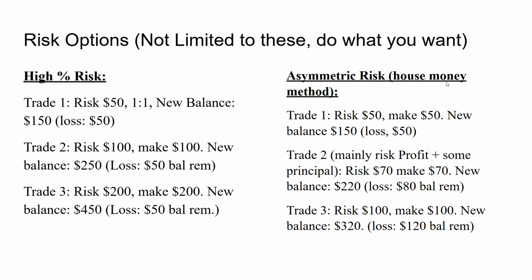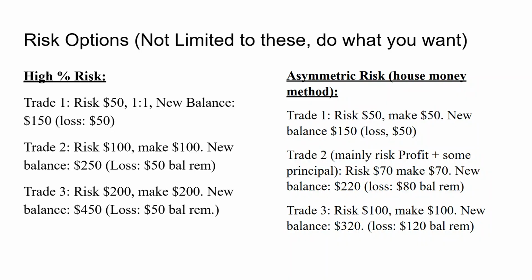Now, you can also use something that's called an asymmetric risk to reward, whereby you primarily risk the broker's money or house money once you're in profit. So trade 1, you could risk 50 to make 50 euros. So you're still starting at high risk, but then once you start high risk, you're going to try to use your profits to make more profit.